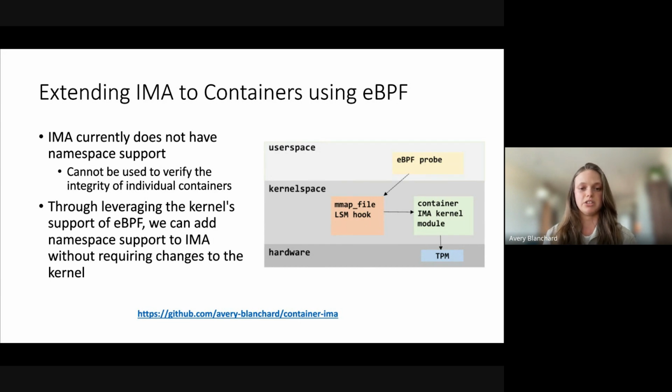This is important because, as I had said previously, IMA currently does not have namespace support in the kernel. And due to this, we were unable to verify the integrity of individual containers from these measurements because you can't differentiate between a host measurement and a measurement of a container. And so through leveraging the kernel support of eBPF, we can add namespace support without requiring changes to the kernel.